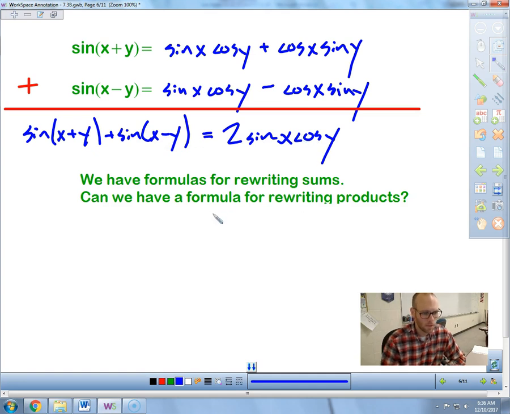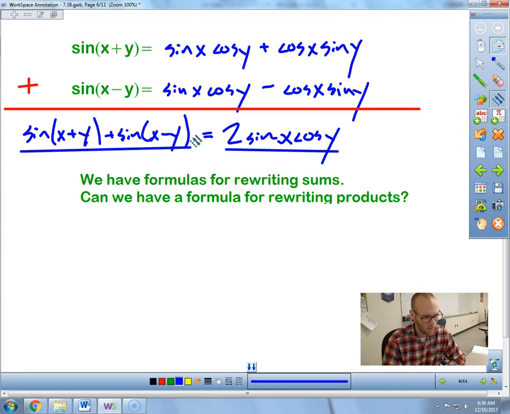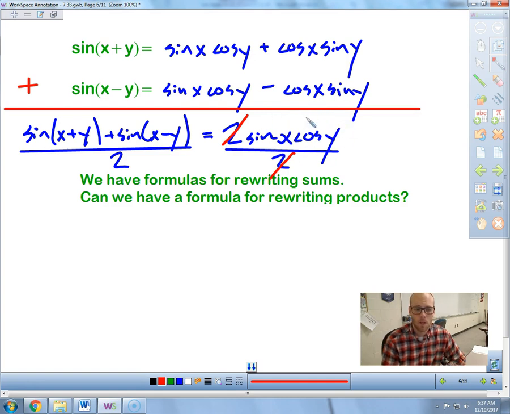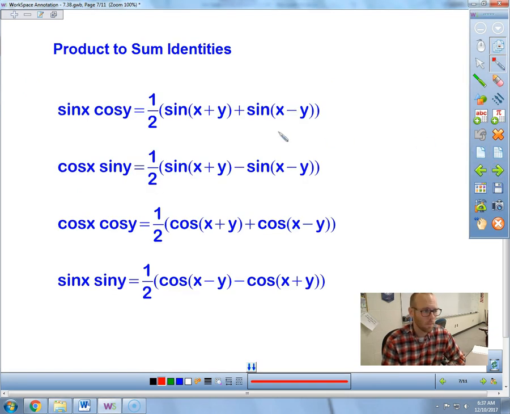Now, take a look at this. Our goal is to write a formula for rewriting products. Notice we have 2 times the product of the sine of x cosine of y. So what I could do with this is I could take each of these sides and divide them by 2. This gives me the product of the sine of x times the cosine of y equals the sine of x plus y plus the sine of x minus y divided by 2. Okay. That is this first identity right here.